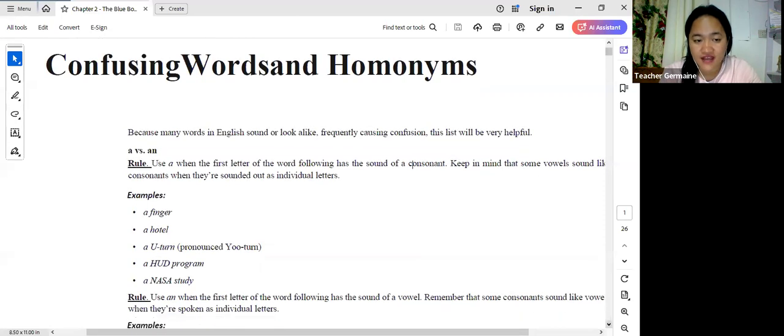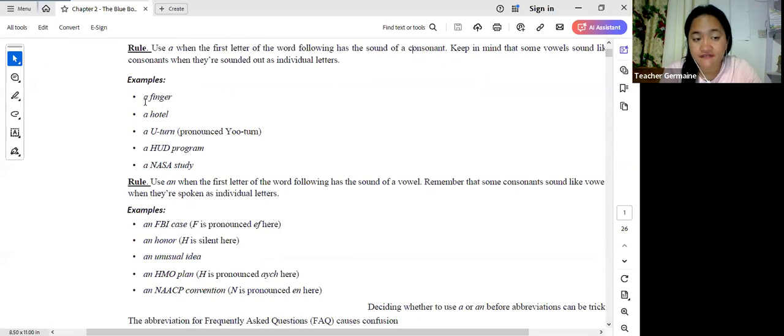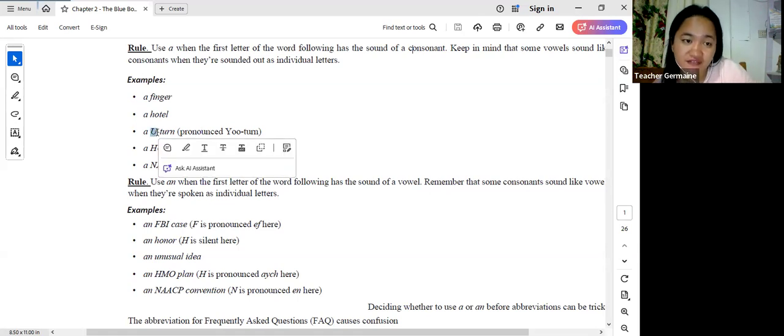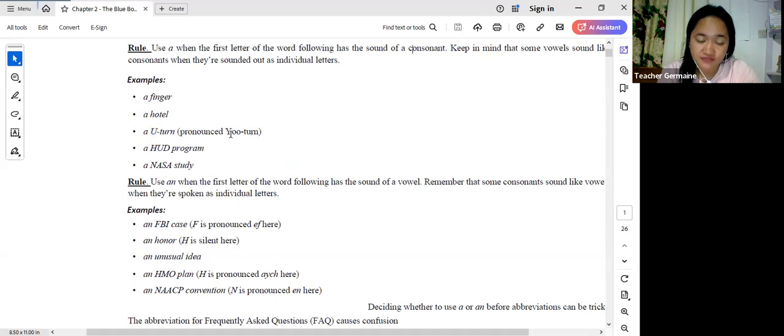So we have here examples. We say a finger, a hotel. Why a? F is a consonant. H is a consonant. The third example, a U-turn. So you will be asking me, teacher, why are we using a? U is a vowel, right? Then why are we going to use a? It should be an U-turn. Because the letter U here is sounded as an individual letter. It is pronounced as "you." U-turn. So U sounds like a consonant. That's why we are going to use a.